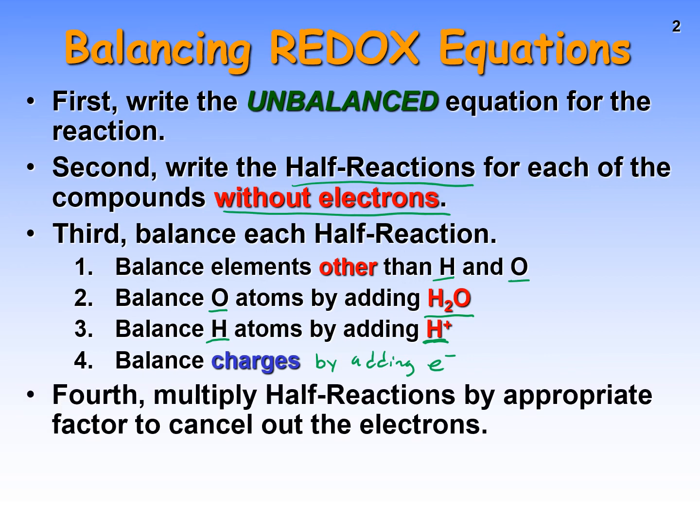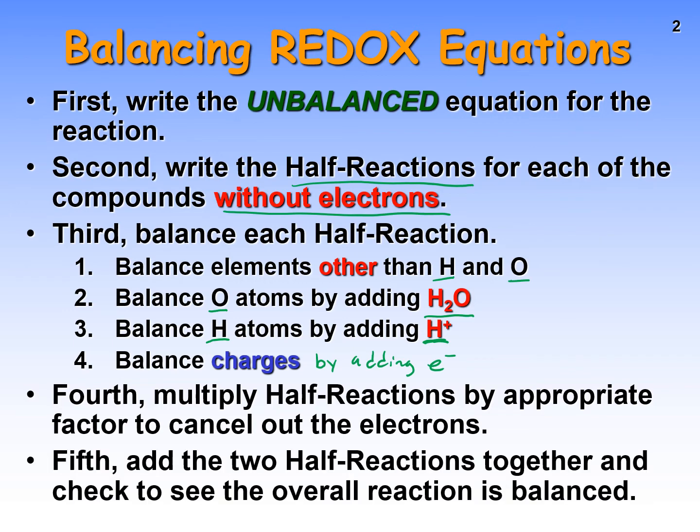And then we're going to make sure the number of electrons in both half reactions is equal. We're going to do that by multiplying by factors to get them to cancel out when we add them back together. The final step is to add the half reactions back together and check to make sure your reaction is balanced. Now, this is balancing in acidic solution. We're going to talk about balancing in basic in a second. And we know we're in acidic because of this H+ here.